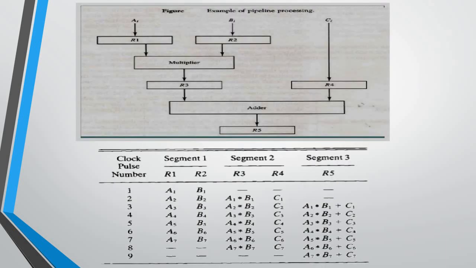So that is the diagram. It is representing the pipeline processing: Ai, Bi, and then Ci. Ai is assigned to the R1 register.